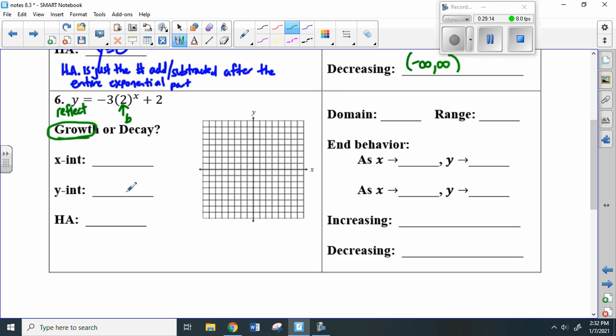I'll go to Desmos in just a second to get the x and y intercepts. But let's talk about the horizontal asymptote. Remember, that's just the number added or subtracted completely after the entire exponential part. So it's got to come after all this exponential stuff, and we have a +2, so y is going to equal 2. Okay, so that's my horizontal asymptote.